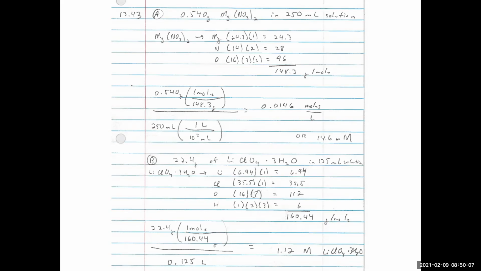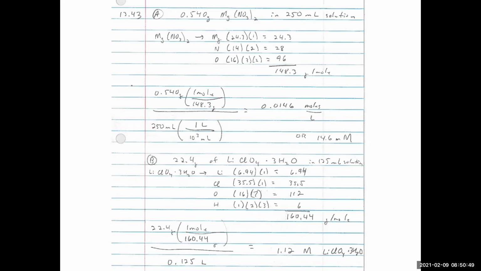In part B, we're told we have 22.4 grams of LiClO4·3H2O, and it's in 125 mils of solution. Here we've got a lot going on when we calculate our molecular weight. The lithium and the chlorine are pretty easy. For the hydrogen, we need to remember that it's 3 water molecules, with 2 hydrogens in each of those, so we'd have 6 hydrogens there.